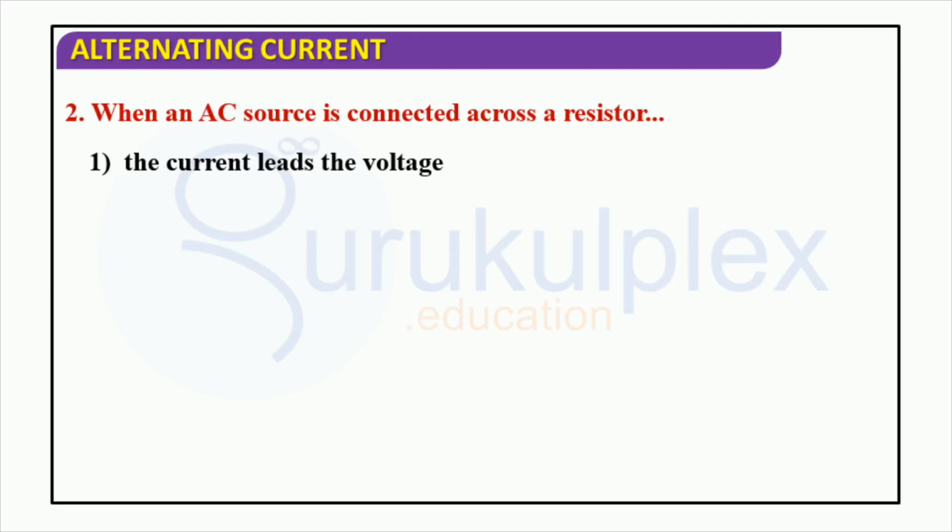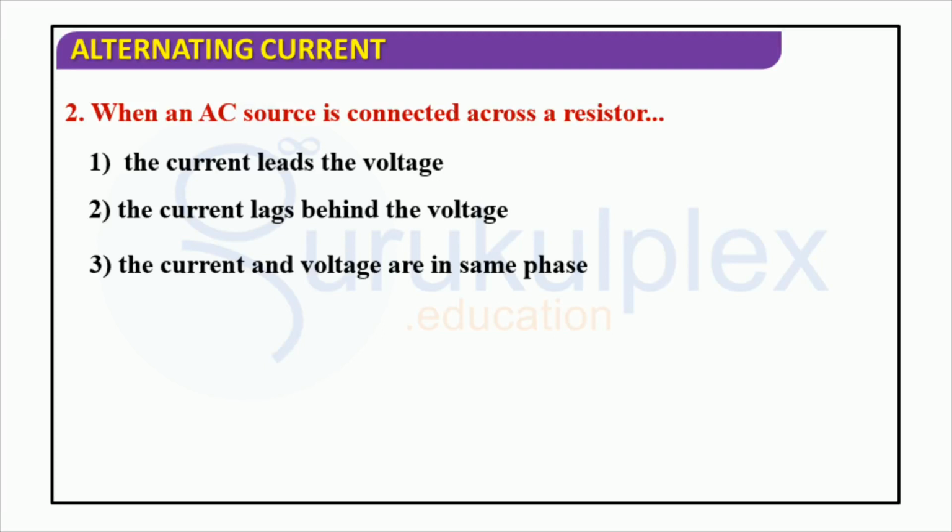When we connect an alternating current, AC, source across a resistor, it's important to understand the relationship between current and voltage. When current flows, it can lead the voltage, lag behind it, be in the same phase, or be out of phase. By studying these relationships we can gain insight into the behavior of AC sources.